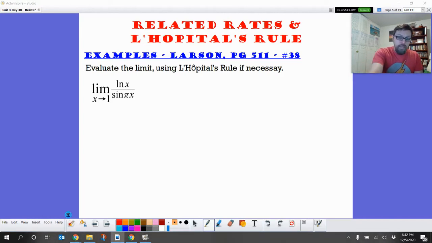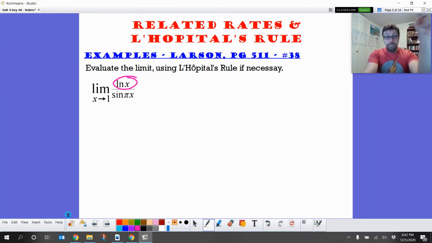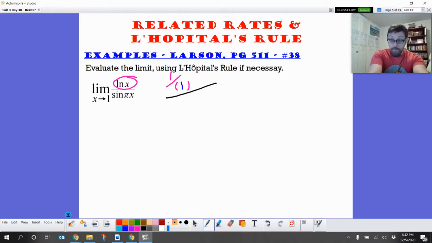So we take the derivative of our numerator at the value we're taking the limit of. We need to find the derivative of ln, which is 1 over x, but instead of x, we're taking the derivative at 1. Then this is going to be over the derivative of the denominator, sine, and the derivative of sine is cosine.